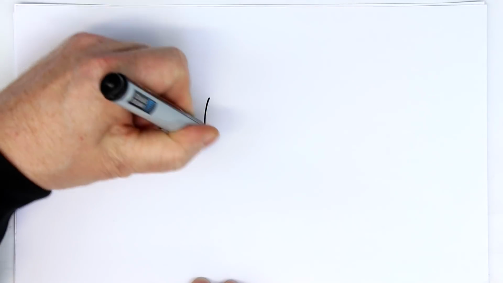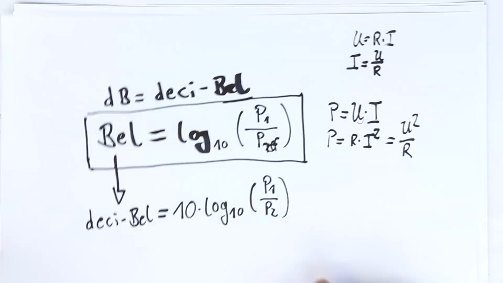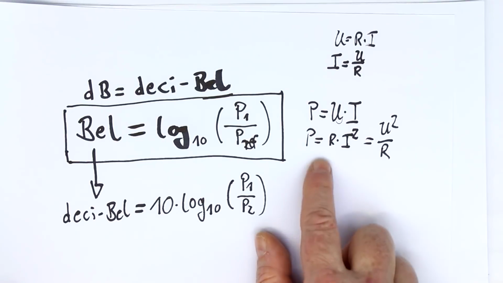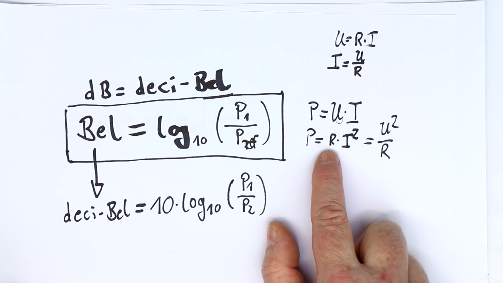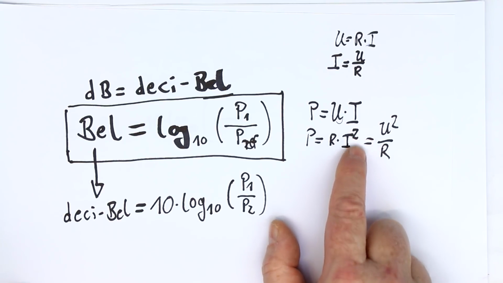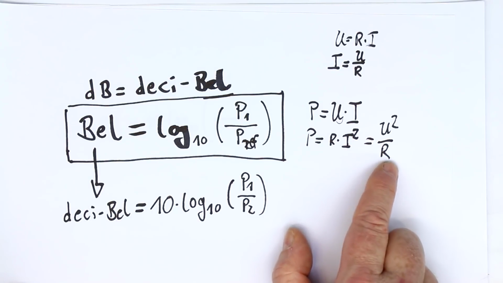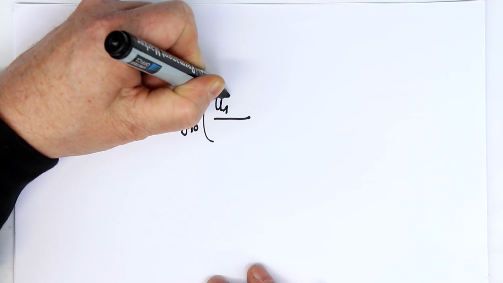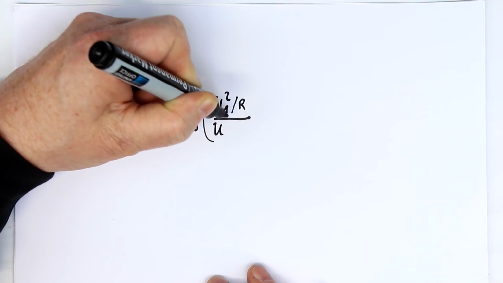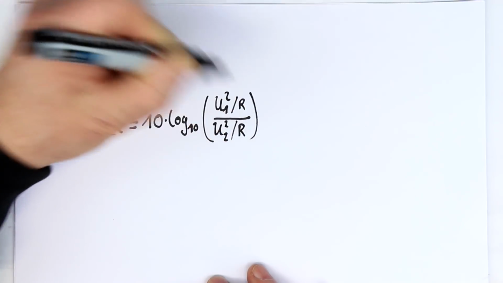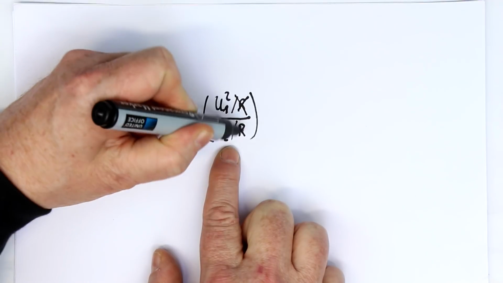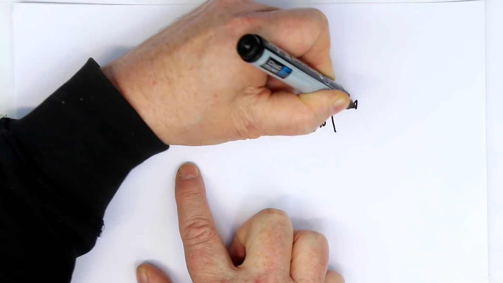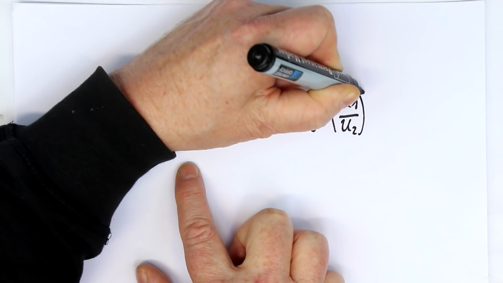And now we replace, remember, the ratio of two powers. We simply replace the powers with our other definition, that power could also be written as the resistance times the current squared, or the voltage squared divided by the resistance, and see what we get. So we get our voltage U1 squared divided by R, and that is divided by U2 squared. So first you can see the R cancels out, and we get 10 times log 10 U1, and we get this.